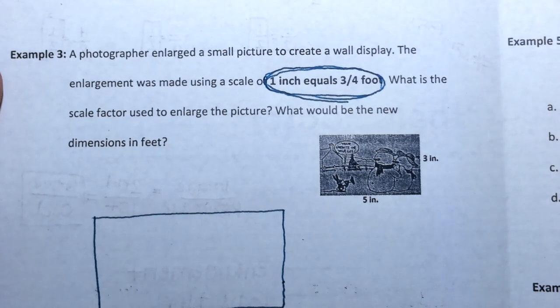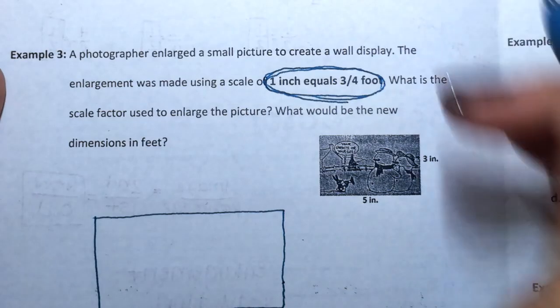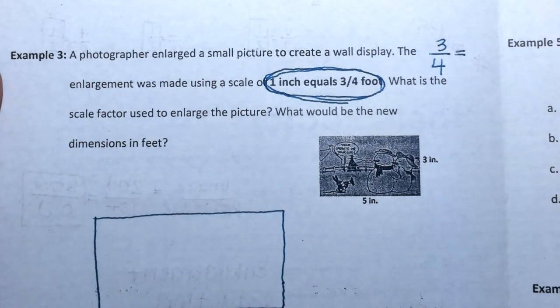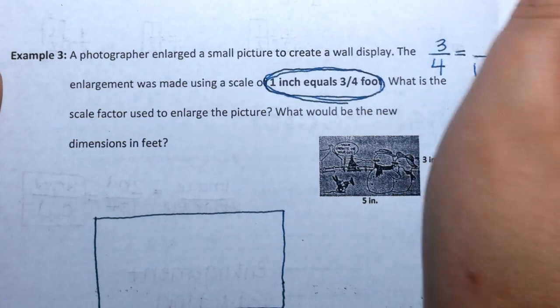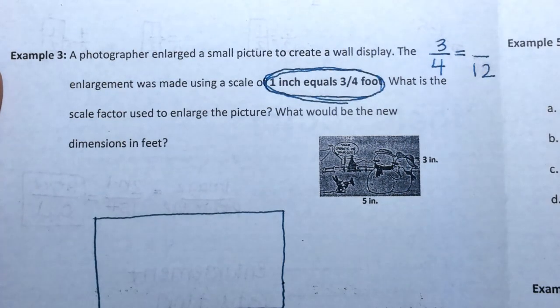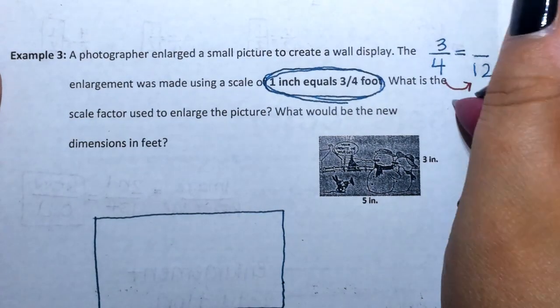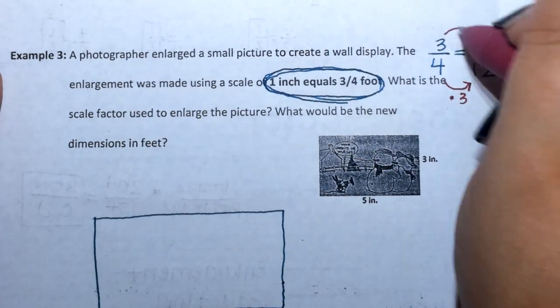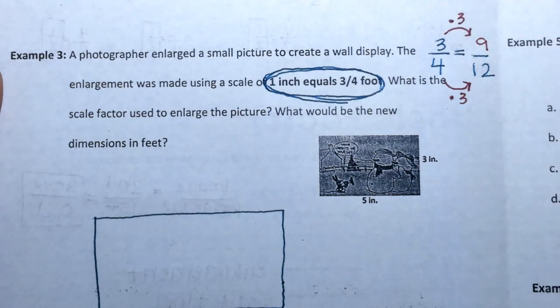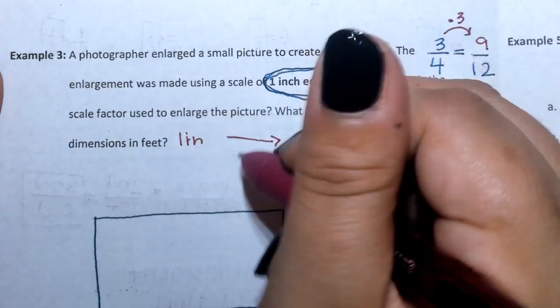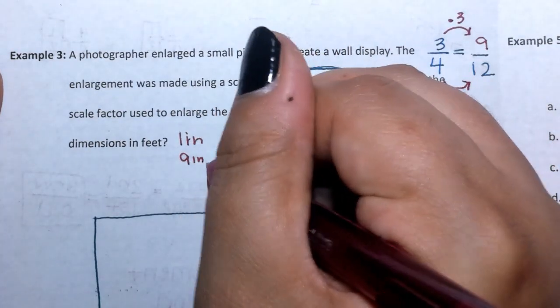So what are they going to multiply these by? 3/4 a foot. What is 3/4 a foot? Well, how many inches are in feet? 12. So how do you get from 4 to 12? And what is 3 times 3? So this is basically saying 1 inch on this picture is going to be 9 inches here.